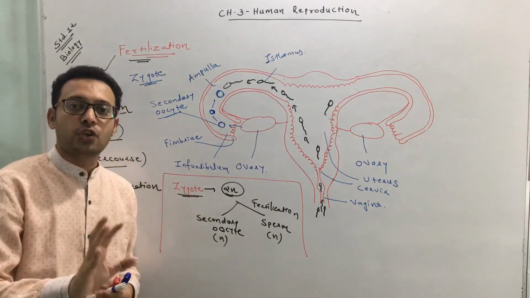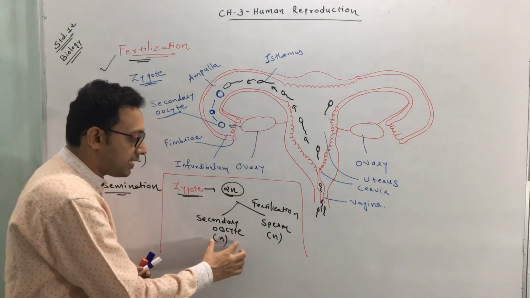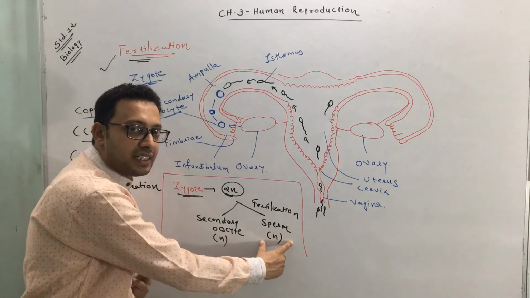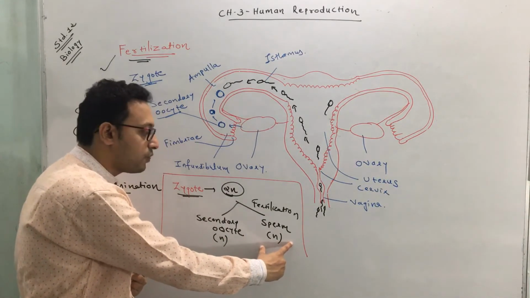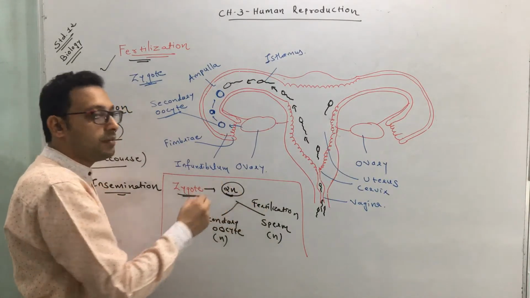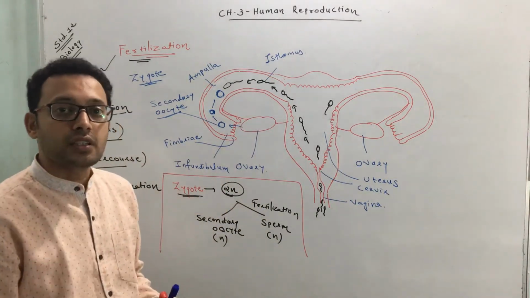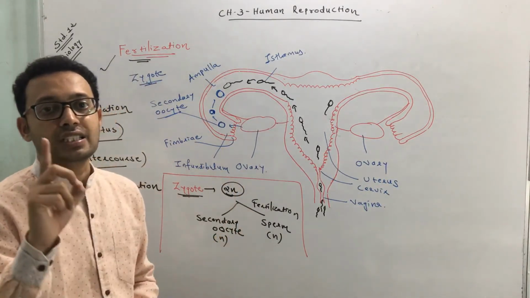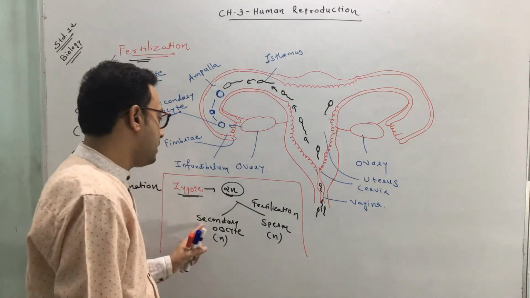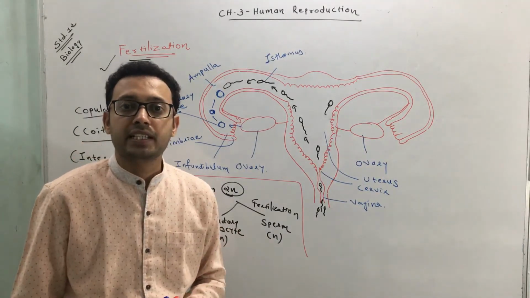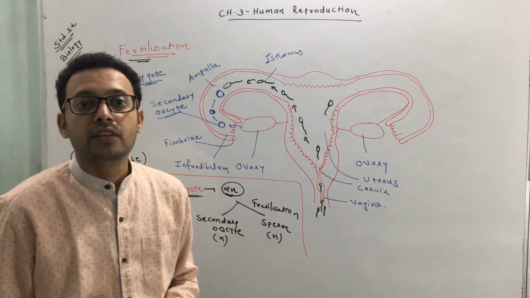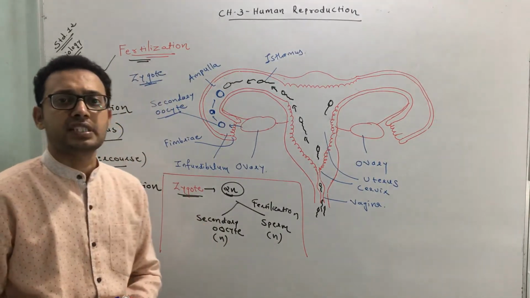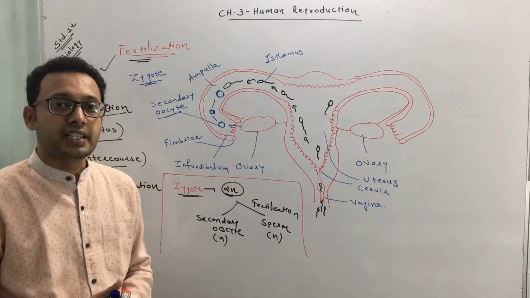So in short, in human beings, the secondary oocyte contains n chromosomes, meaning 23. The sperm contains another n, meaning 23, and both fuse together to form 2n, meaning 2 into 23, which is 46 chromosomes. That means the zygote contains 46 chromosomes, and the secondary oocyte and the sperm each contain 23. So that is the formation of a zygote by a process called fertilization.